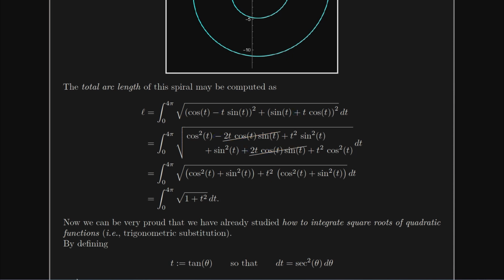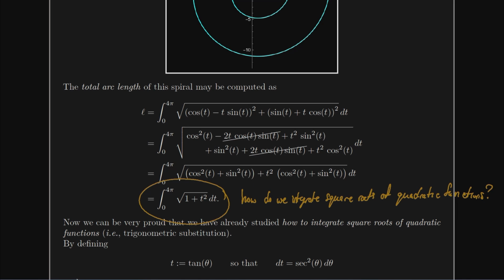I'm again looking for some Pythagorean identities. It looks like I have a cosine squared plus sine squared, so let's group those together. And a t squared against cosine squared, a t squared against sine squared. Let's group those terms together. They're both going to be 1 individually. I'm going to end up with the integral from 0 to 4 pi of the square root of 1 plus t squared. Now, how do we integrate square roots of quadratic functions?